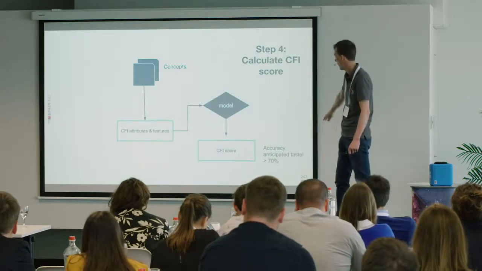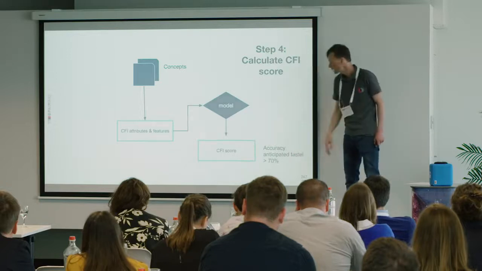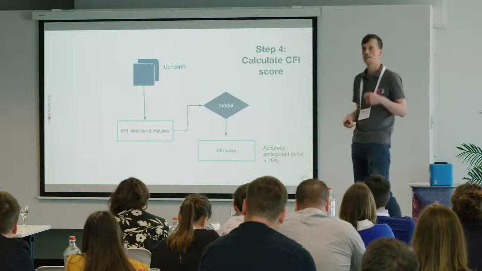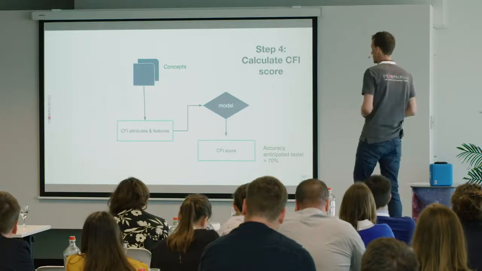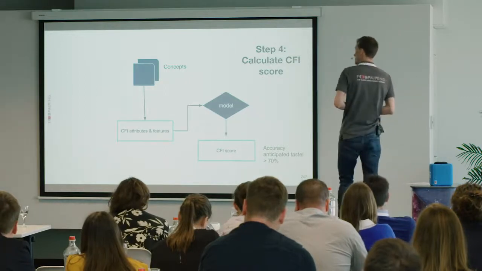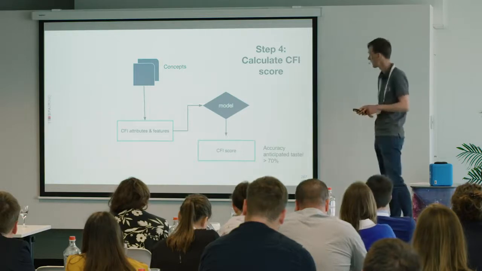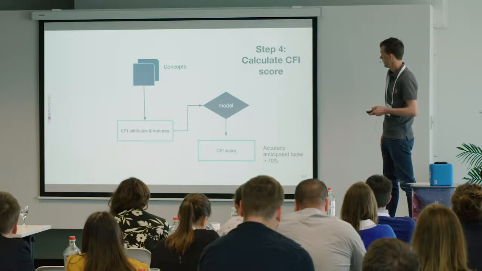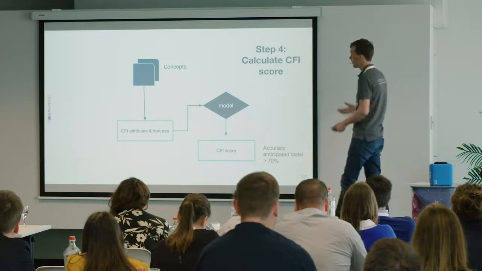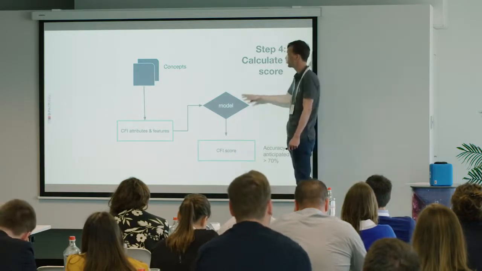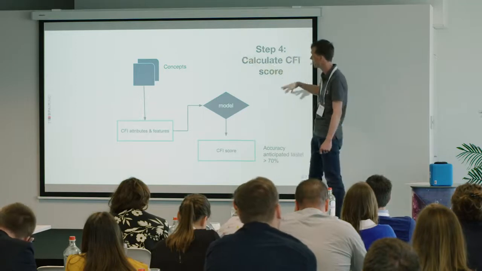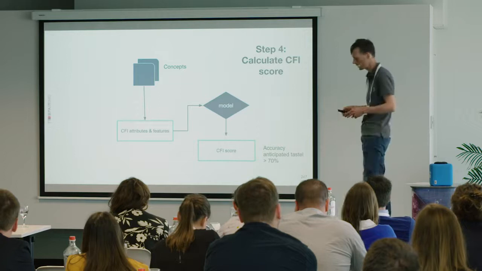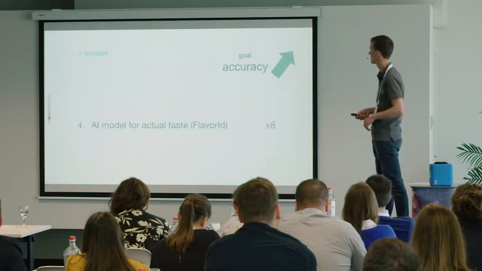And on anticipated taste, we also have an accuracy higher than 70%. So for 7 out of 10, we can predict how it will be liked or disliked. And once we have that model and we do iterations, or we have new data available, we can continuously improve that model and increase the accuracy.